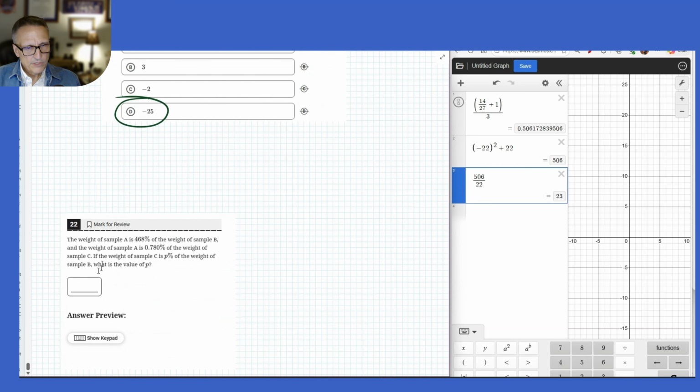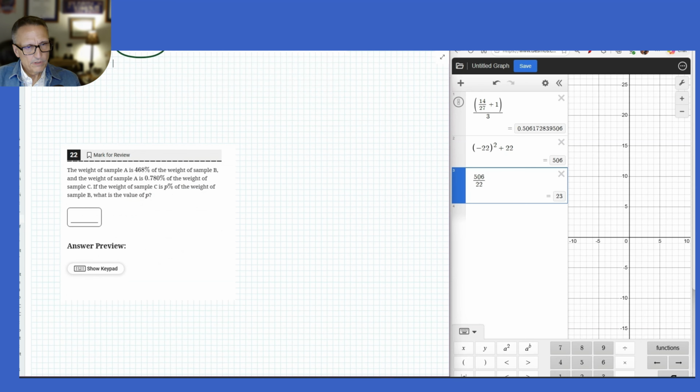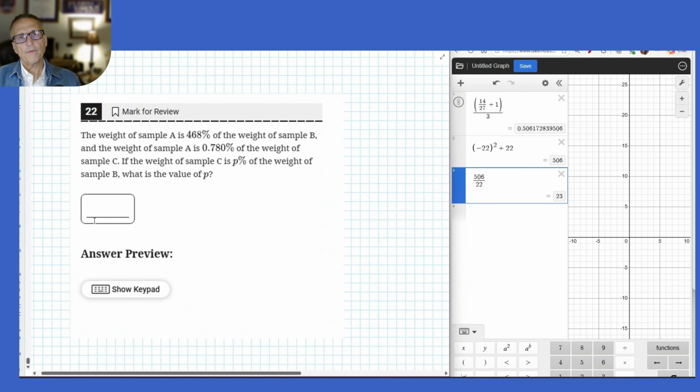All right, and then I want to wrap this up by showing you how I would work this percentage problem number 22. I tell my students when it comes to percentage problems, if it's a percentage of statement, percent means out of 100, so I'm going to put 468 over 100, and the word of means multiply, and the word is means equal. So the way that I tell my students to work all percentage problems is you have to convert the expressions of the percentages into equations, and you make it into a system of equations.